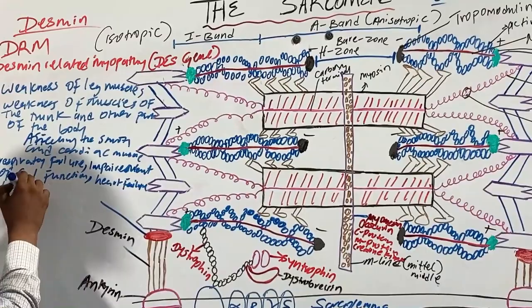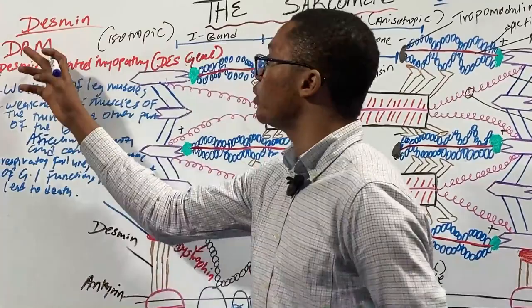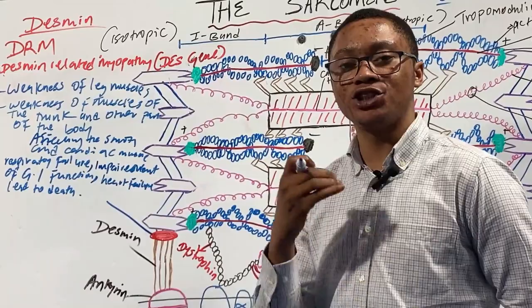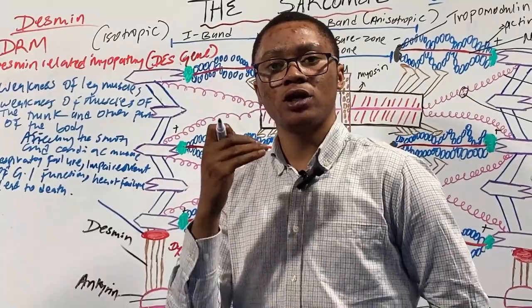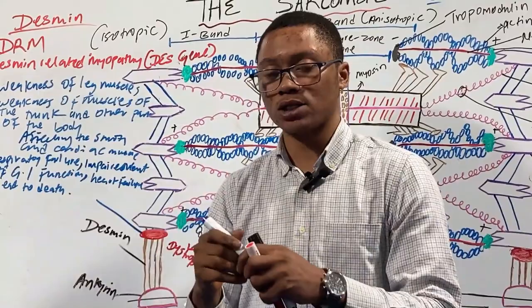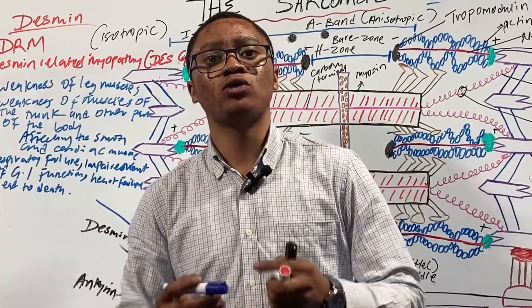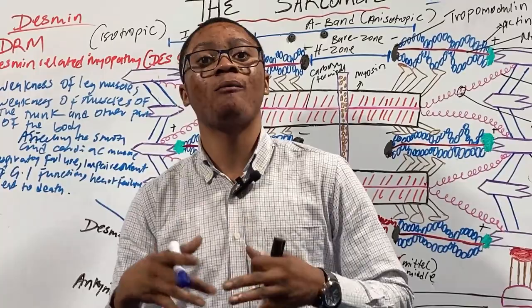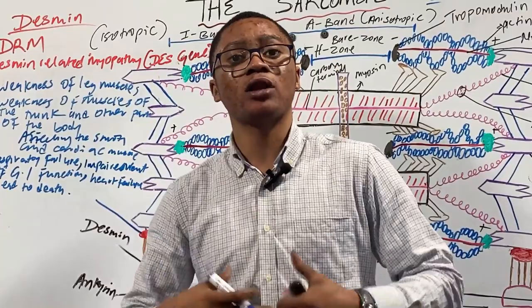Desmin-related myopathy is caused by a defect in the DES gene, the gene that codes for desmin. So instead of producing filamentous desmin, we are producing aggregate desmin, and this can no longer function in the human body. It leads to disorganization of the myofibrillar system, and the muscle becomes weak. First of all, we notice weakness in the leg muscles, then followed by weakness of the muscles of the trunk and other parts of the body.